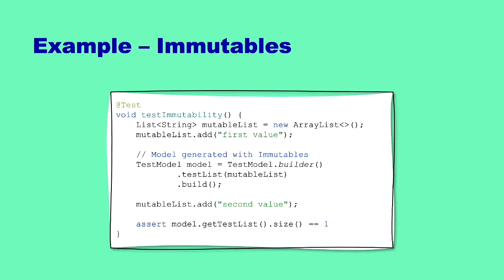So now if you run the exact same test for a model generated using Immutables, we can actually see that the test succeeds because Immutables actually deep copies the underlying values when building the object. So we can say that Immutables is safer compared to Lombok and Autovalue since the object is completely immutable.